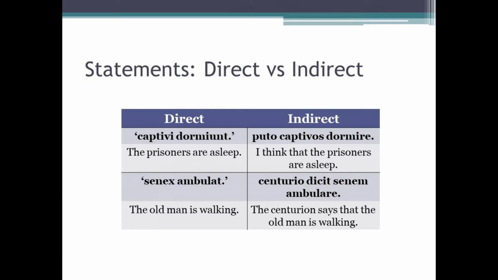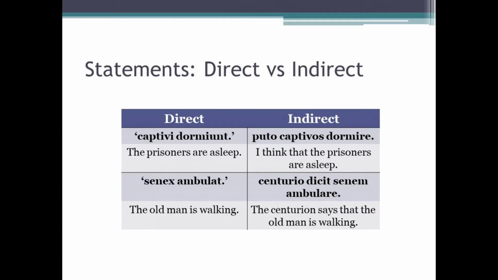And on the right hand side, puto captivos dormire, I think that the prisoners are asleep. Centurio dicit senem ambulare, the centurion says that the old man is walking. Both of these examples are in indirect statements, where it is written that something has been stated, but that statement is not directly said. So those examples on the right are in reported speech. So hopefully that clarifies the differences.